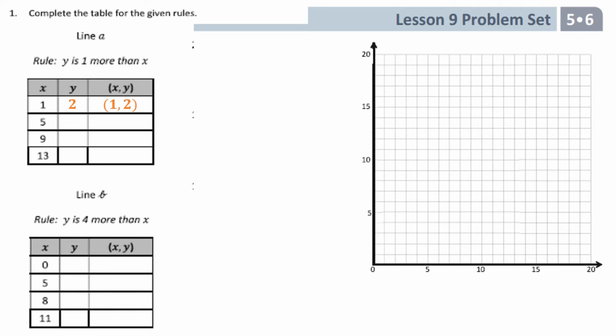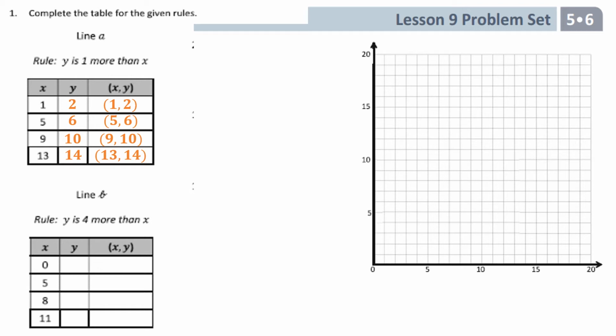I'm going to continue the rest. My x here is 5, 1 more than 5 to get y is 6, and the ordered pair is 5 comma 6. I'd like you to do the x with 9 and the x with 13. All right, over here, 1 more than 9 is 10, so the ordered pair is 9 comma 10. And the last one, x of 13, 1 more than 13 is 14, and the ordered pair is 13 comma 14. We have line A.